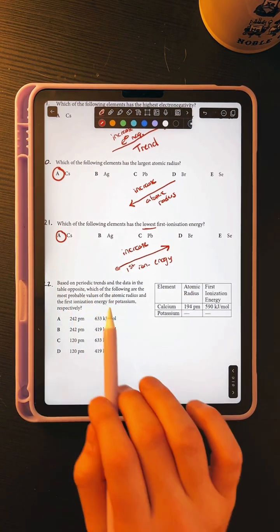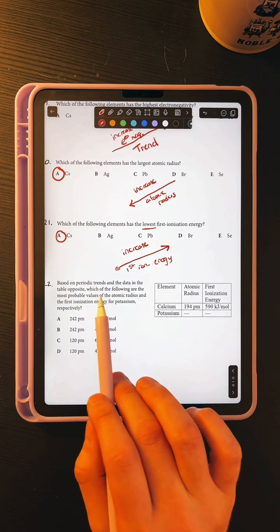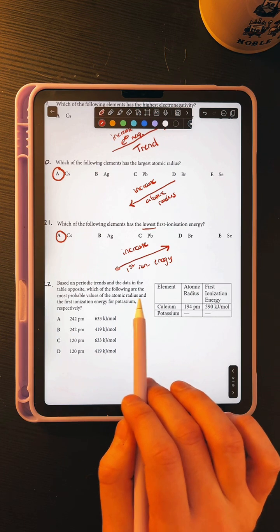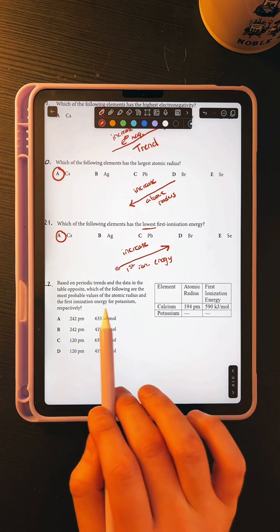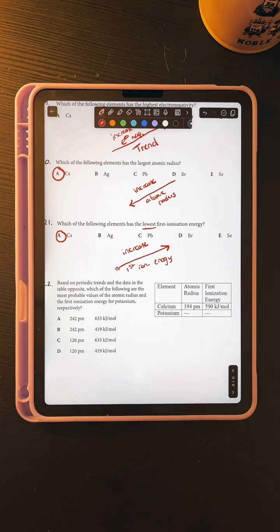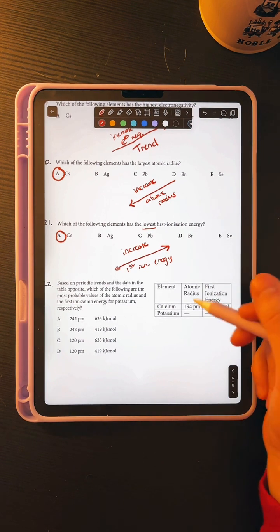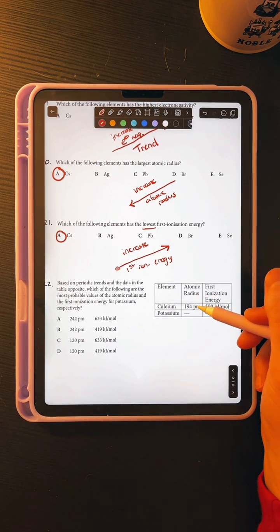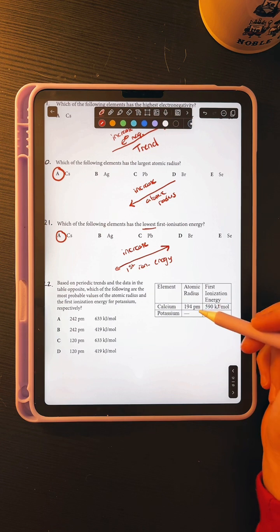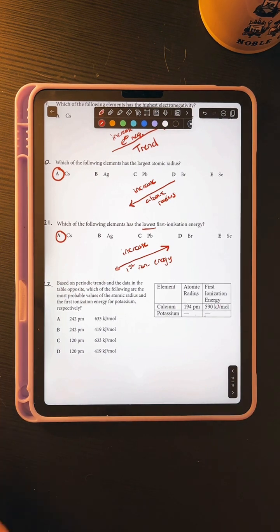Based on periodic trends, number 22: based on periodic trends in the data in the table opposite, which of the following are the most probable values of the atomic radius and first ionization energy for potassium? So again, this is using trends in the periodic table. We are given values for calcium. We have an atomic radius and a first ionization energy, and we need to figure out the estimated values of potassium's atomic radius and first ionization energy.